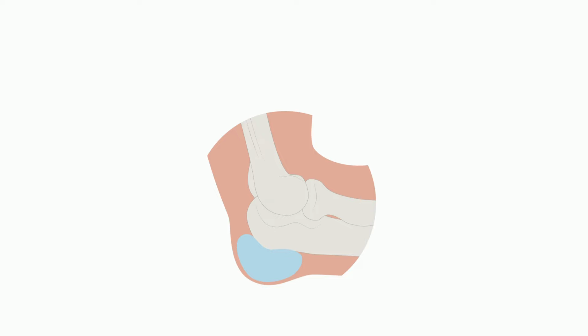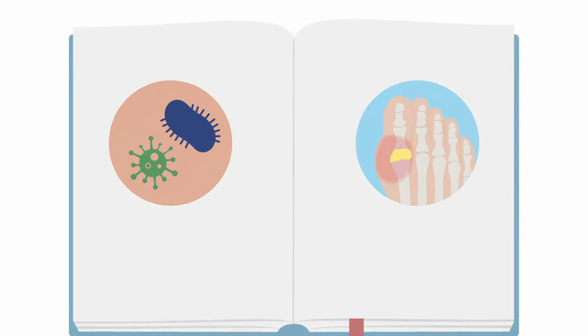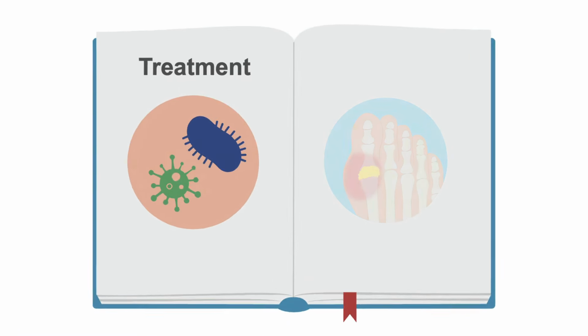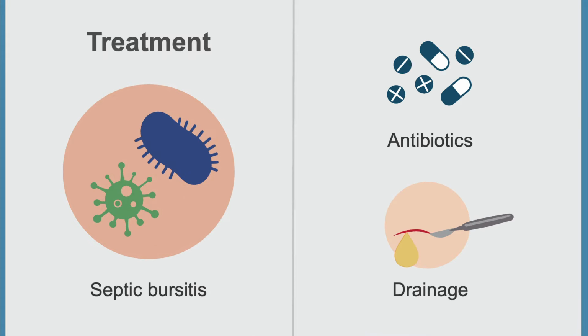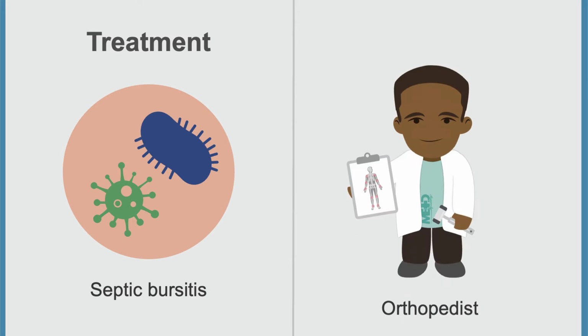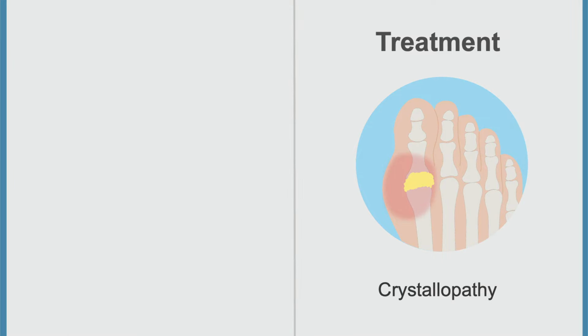If bursitis is secondary to an infection or a crystallopathy, the treatment is very different. For septic bursitis, antibiotics and surgical drainage or bursectomy might be needed. Refer your patient to an orthopedist in this case. Bursitis secondary to a crystallopathy is also managed differently, but you will learn about this in another lesson.